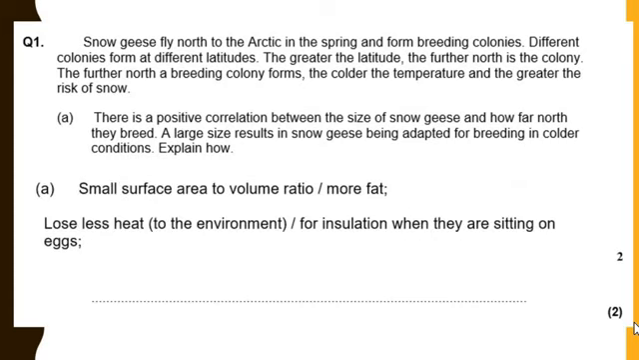One is they have a small surface area to volume ratio. Okay, the bigger something is, the smaller its surface area to volume ratio. You remember this from when you did the heart and the lungs with Kirsty. Okay, so that's 1 mark, and to get the 2nd mark for it, that means you lose less heat to the environment. If you went along with the bigger geese having more fat, you have to link it to saying that they've got insulation when they are sitting on eggs. Okay, I wouldn't worry so much about sitting on eggs, but for insulation. Okay, so those are the 2 marks.